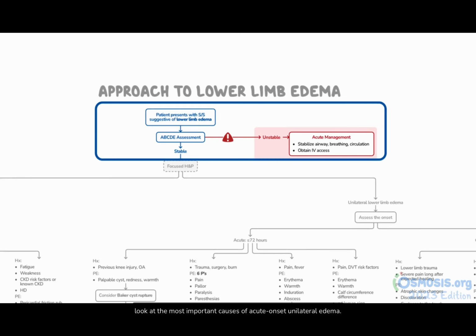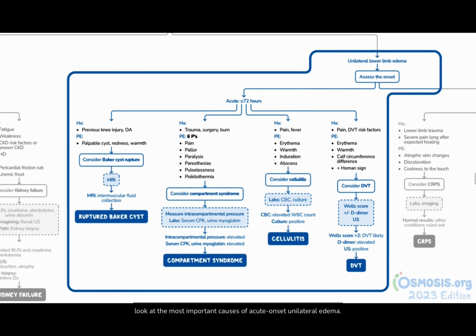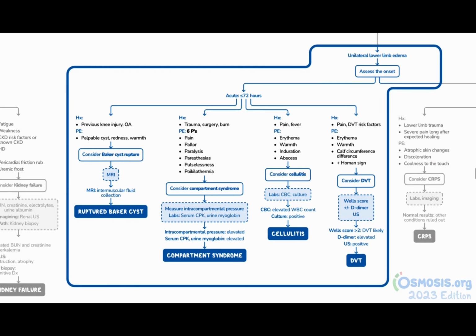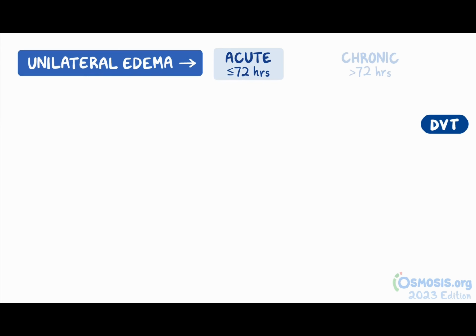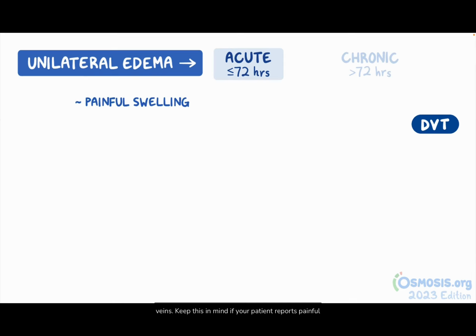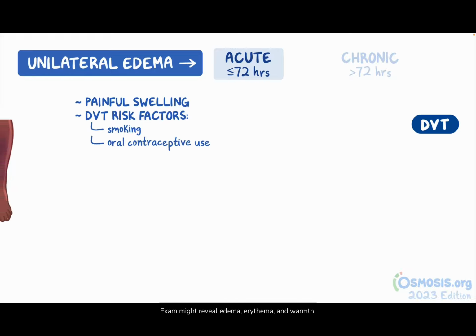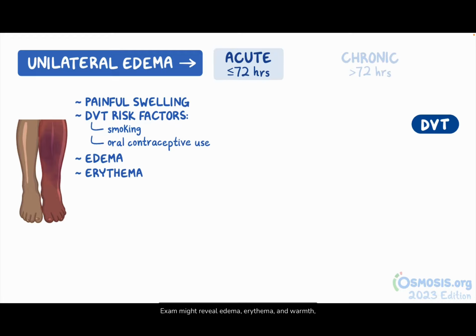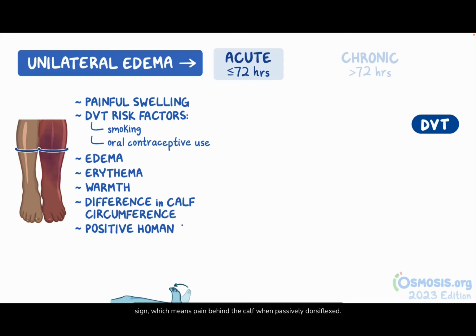Let's take a look at the most important causes of acute onset unilateral edema. A very important one is DVT, which is a blood clot that develops in the deep veins. Keep this in mind if your patient reports painful swelling, especially in the presence of DVT risk factors like smoking or oral contraceptive use. Exam might reveal edema, erythema, and warmth, perhaps a difference in calf circumference or a positive Homan sign, which means pain behind the calf when passively dorsiflexed.